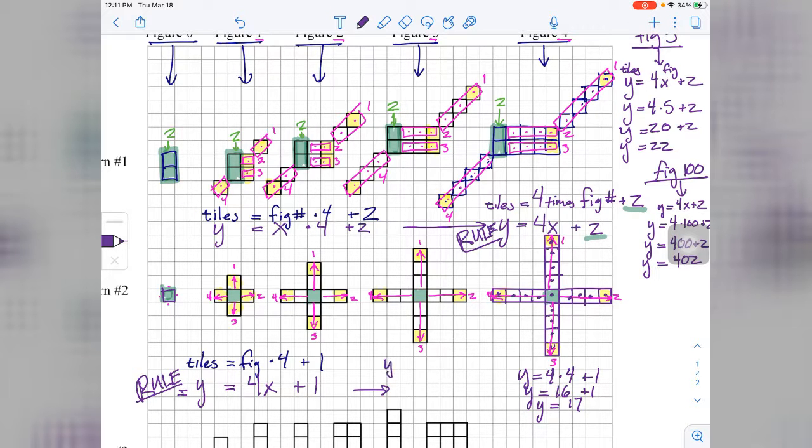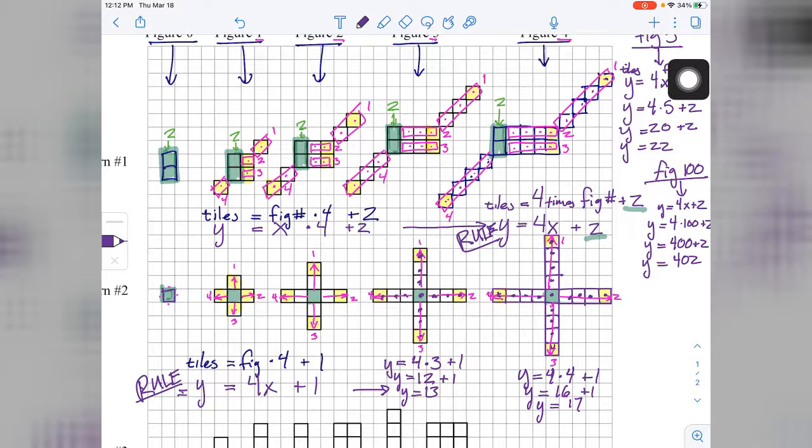And I'll test it again here, where it's figure number 3. 1, 2, 3, 1, 2, 3, 1, 2, 3. So I have 1, 2, 3, 4, 5, 6, 7, 8, 9, 10, 11, 12, 13 with the one in the middle. So 4 times the figure number, which is 3, plus 1 is going to give me 12 plus 1, which equals 13 tiles. So again, my rule works.